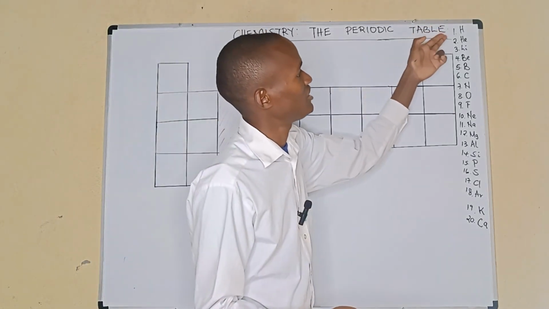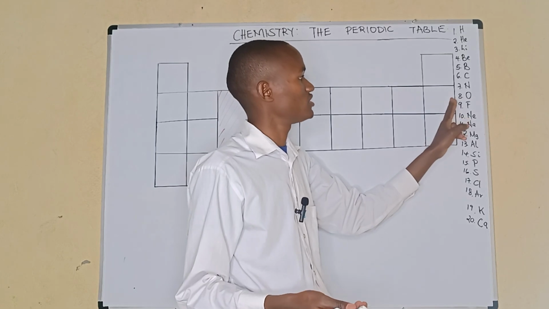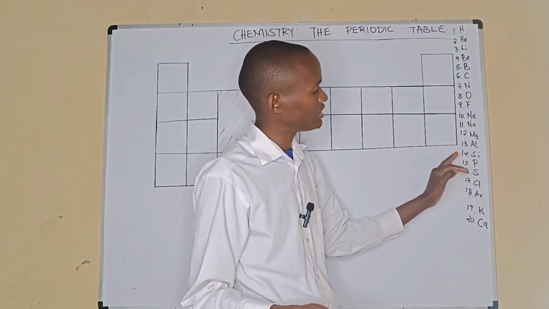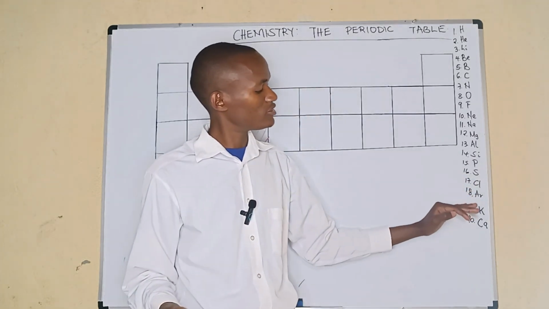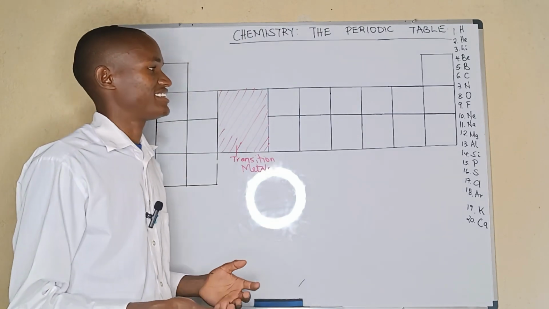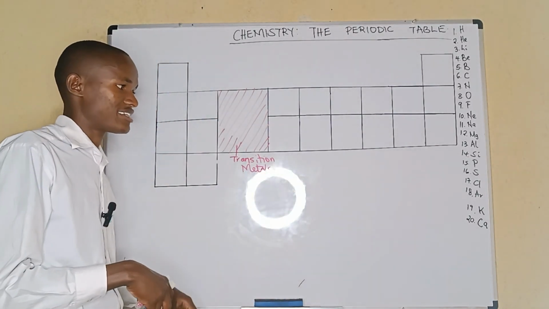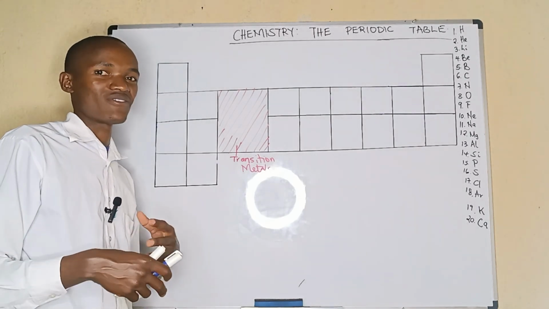This is hydrogen, helium, lithium, beryllium, boron, carbon, nitrogen, oxygen, fluorine, neon, sodium, magnesium, aluminium, silicon, phosphorus, sulfur, chlorine, argon, potassium, calcium. That is it. I stress the need of knowing those elements by heart from number 1 up to 20. That is not too much because we have over 100 elements.